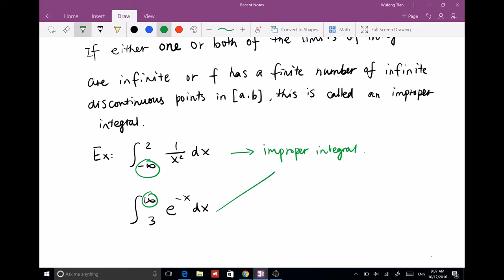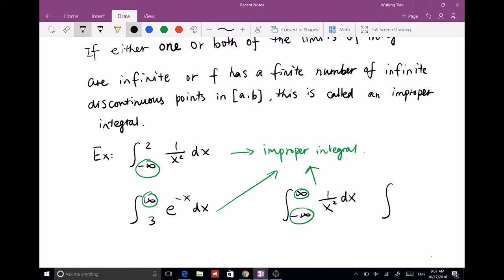This is also an improper integral. Or from negative infinity to positive infinity of 1 over x squared dx. Okay, you have a negative infinity, so this is also an improper integral.